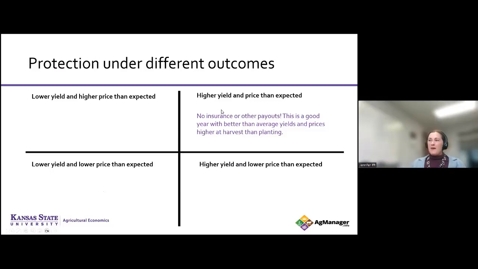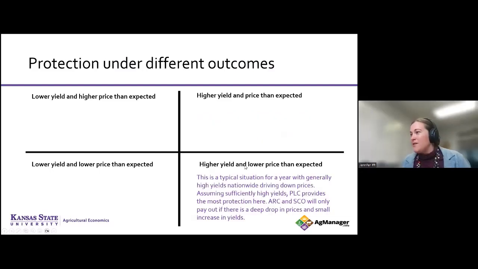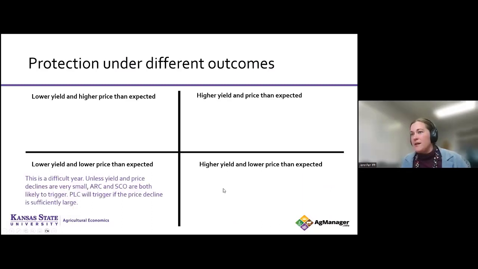Like Robin said, what we hope is that we have higher yields and prices than expected. We don't need insurance, but when things go wrong, you could have a situation where yields are high, but prices go down. Typically, if you have high production across the country, this can drive down prices. And this is where PLC is going to provide the most protection. If you have low yield and lower prices, that's going to be a tough year.